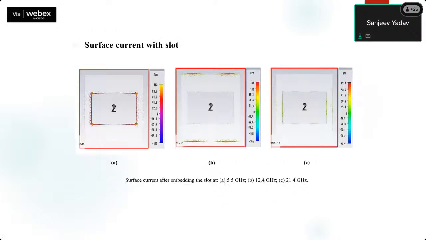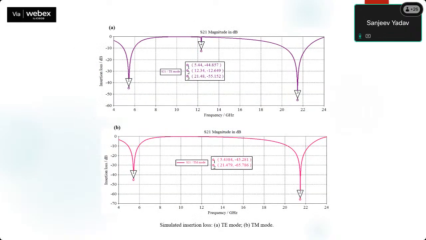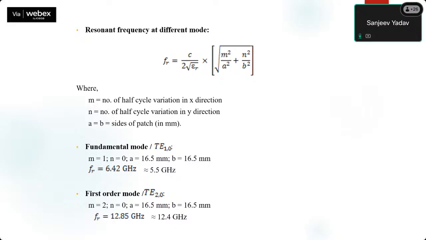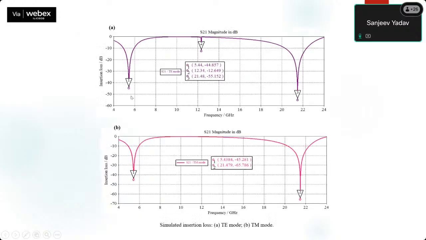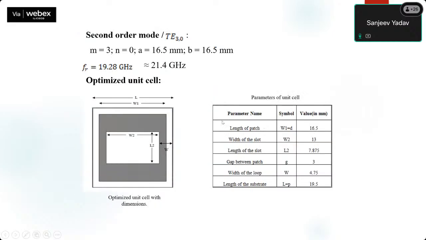Then again we have gone for the different surface currents. Then again for TM mode, we have just now calculated the resonant frequency by using the general formula. For the fundamental modes, we have gone this way. For the first order mode, that's why it is showing the 3, you can see here. Then for the second order modes, we have optimized the dimensions, and we got our desired results.